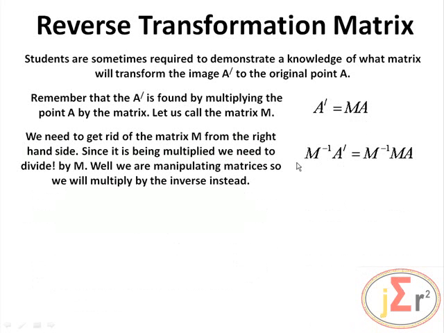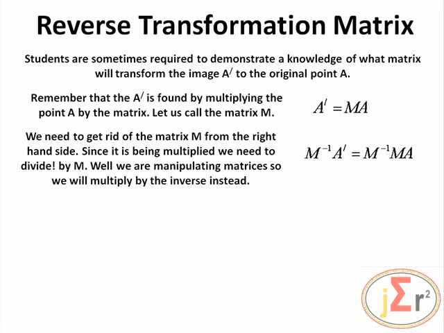We need to get rid of the matrix M from the right hand side, just like in any transposition. So we need to get rid of the M from the right hand side, because right here we need to know what matrix will result in the original point A. So we need to get rid of this M, or we need to transpose it to the other side. And since it's being multiplied, we need to divide.